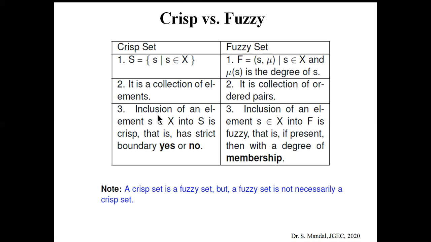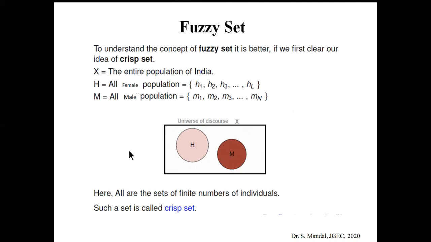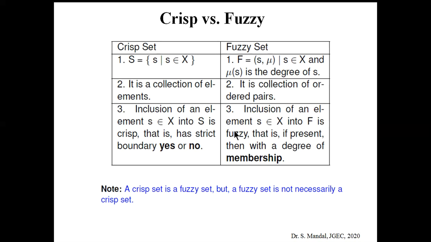Okay, so the next point is inclusion of an element. Inclusion of element s belongs to X in a crisp set is crisp, that is, it has a strict boundary, as you were already told that these sets are independent of each other. That means all the elements of H lie within this boundary, so they will not overlap with each other. Whereas in the case of a fuzzy set, we can say that all elements belong to all sets, but depending on the degree of membership. So inclusion of element s belongs to X in F is fuzzy. That means if present, then with a degree of membership.